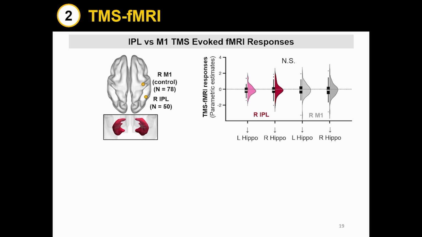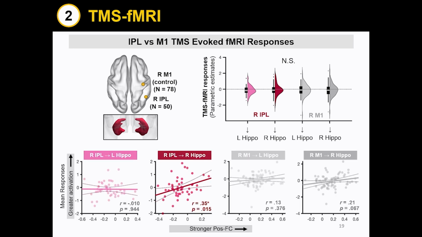This is the same as the TMS condition for the right M1. However, very interestingly, we found that there was a significant correlation between the functional connectivity and the hippocampal responses. So that is, with stronger positive functional connectivity between the right IPL stimulation site and the right hippocampus, there was greater activation in the right hippocampus. This was not the case for the right IPL to left hippocampus path, neither for the pathways of right M1 TMS to either side of the hippocampus.